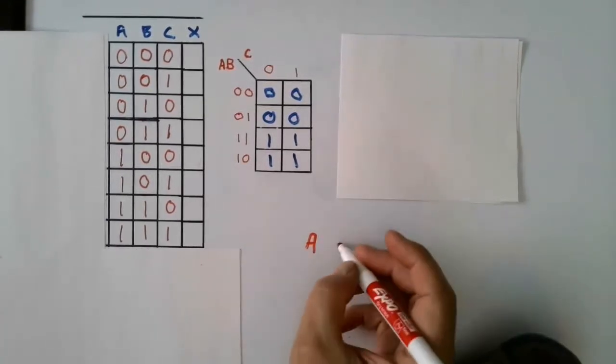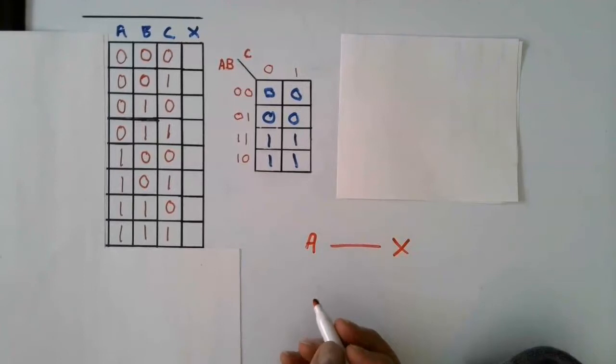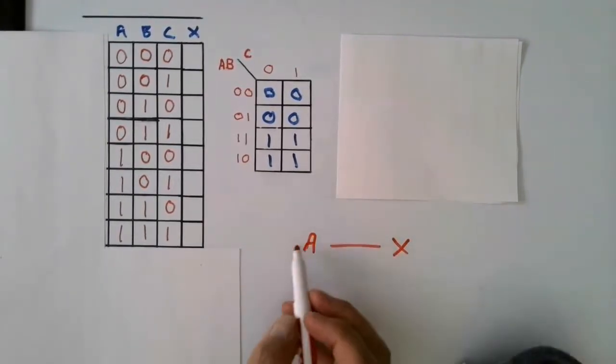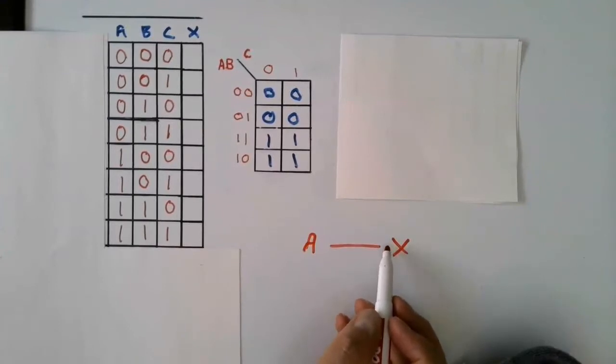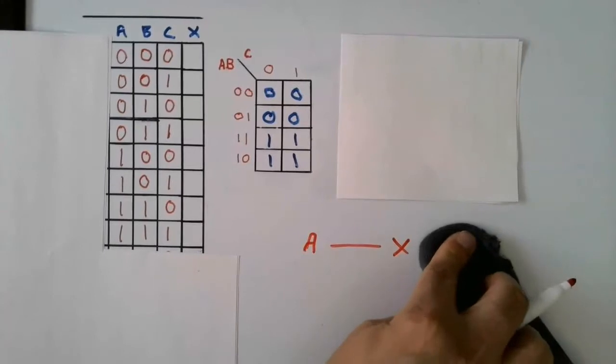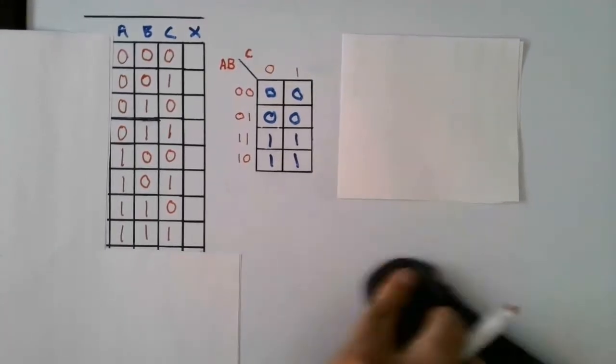And really what that ends up being is this. A is mapped to X. B and C aren't included, so we're simply taking that input and tying it directly to the output. And that's pretty unusual. Most of the time there are other ways that we can map these.